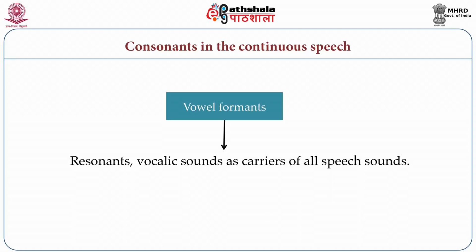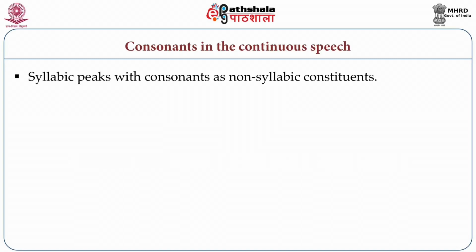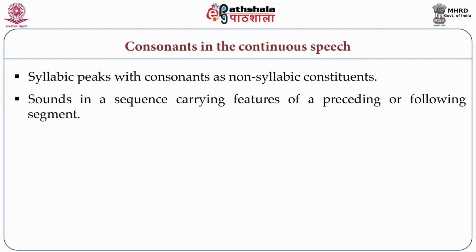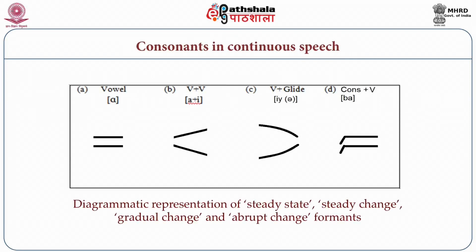So vowel formants are resonants, vocalic sounds which are kind of carriers of all speech sounds, and they also make syllable peaks, and they carry the preceding or the following consonants. In the last module, we had shown how vowel formants change in continuous speech. If it's a vowel A continuing for a long period of time, it will still be steady state. Any vowel, steady state formants. But if two vowels come in a sequence, then steady change formants can be seen. Vowels with glides, gradual change formants can be seen.